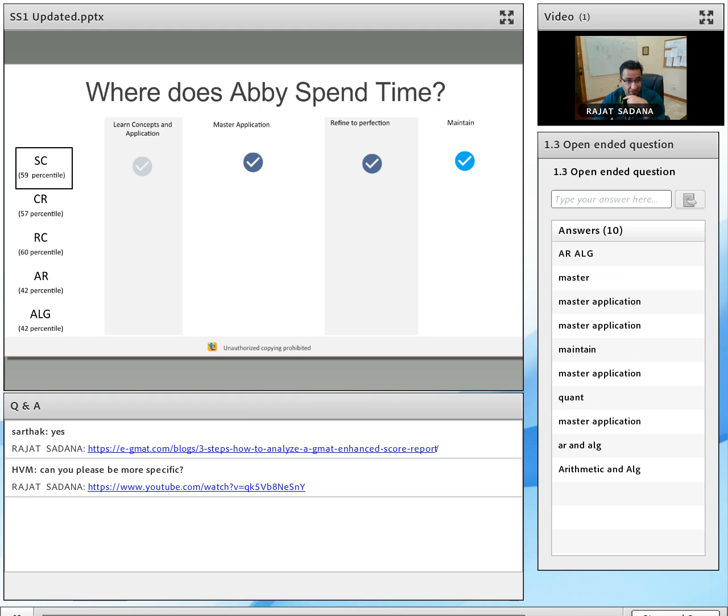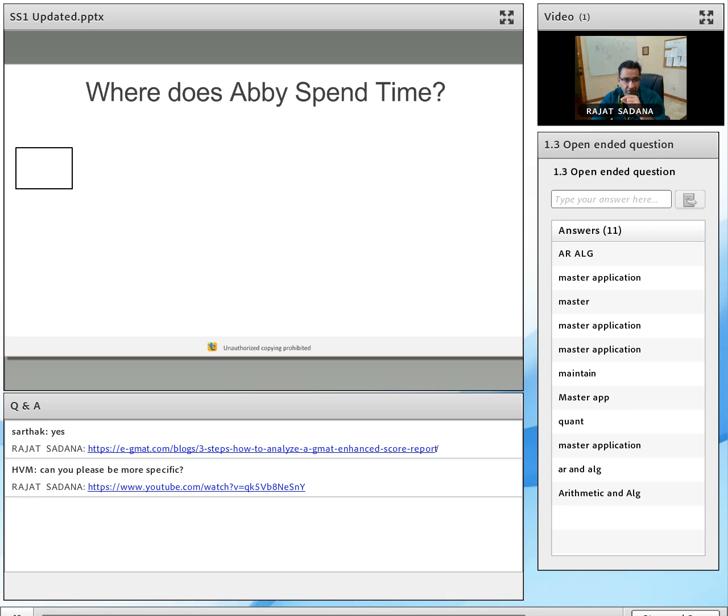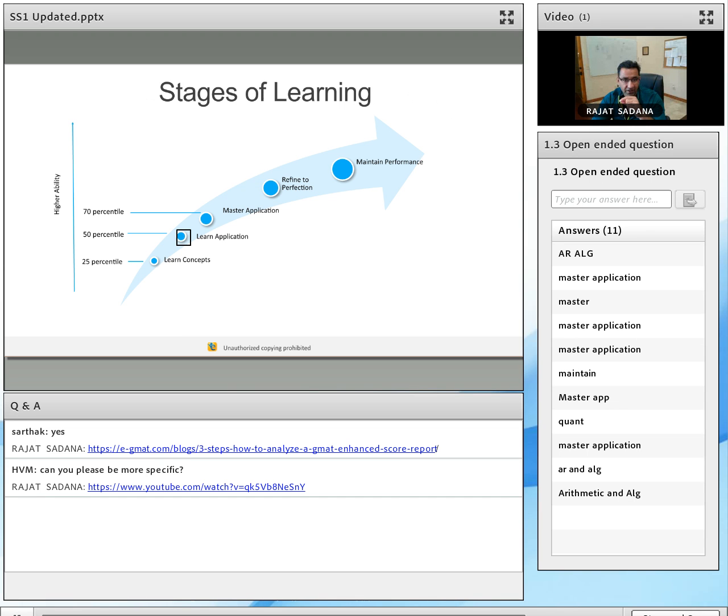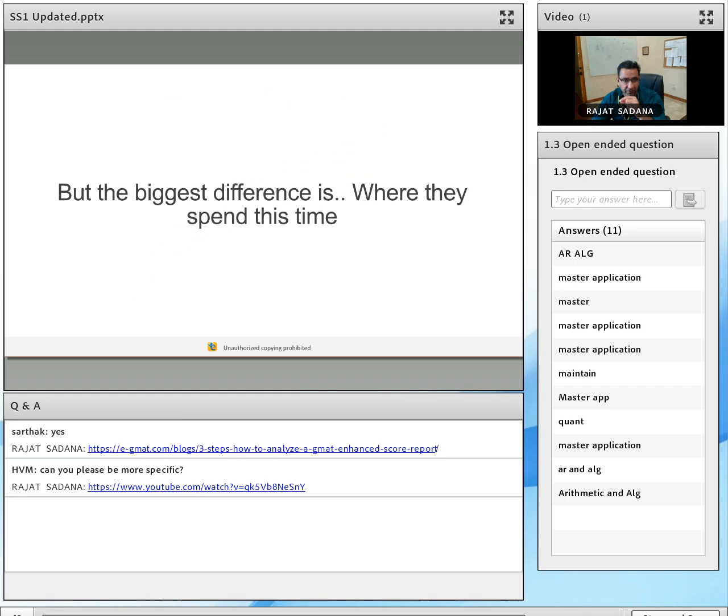Thank you. So Abby is already at the 59th percentile. She knows all the concepts. If she were an e-GMAT student, she wouldn't need to go through the e-GMAT course. She only needs to go through a very selective portion of the course. But then she needs to focus on mastering application and refining to perfection. Now, before I do that, I want to make sure that you see one other thing with regards to Abby.